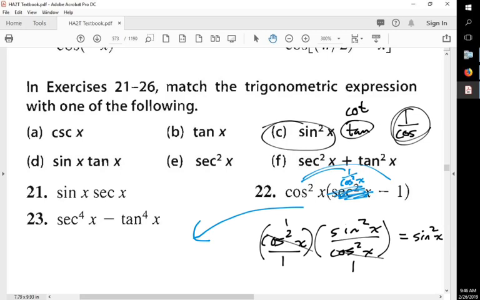What would I get? I would get 1, because cosine squared x times 1 over cosine squared x would equal 1. And then what would cosine squared x times negative 1 be? Negative cosine squared x. And what does that equal? What does 1 minus cosine squared x equal? Sine squared x. So you see how there's different ways to get your answer?